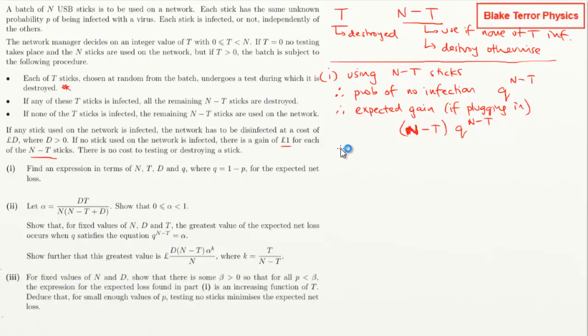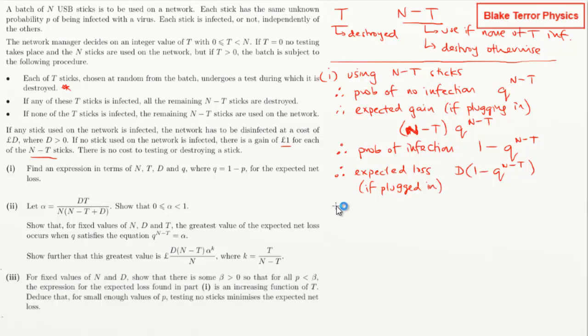But then the probability of infection is going to be 1 minus Q to the N minus T. And then the expected loss is going to be D times 1 minus Q to the N minus T. But again, that is if plugged in, because we've still got a chance of not actually using any of the sticks at all, as in we've got an infected stick in T. So if one of T is infected, then we don't plug in anything. Then no sticks are used.